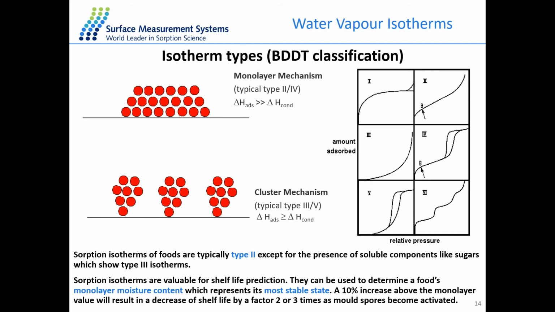So this type of isotherm we can use to calculate the BET surface area of the material from the monolayer region, and then get the sorption constant and the BET surface area of the solid material.